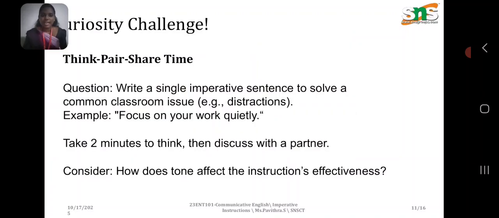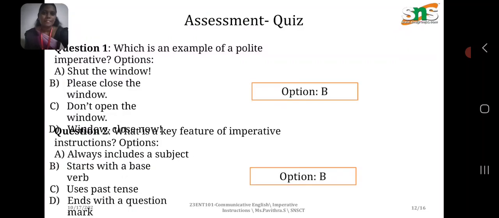And here's a challenge for you. The question is: write a single imperative instruction to solve a common classroom issue, for example, distractions. Here I am giving an example: "Focus on your work quietly." Take 2 minutes to think, then discuss with a partner. This is the activity I give you, just for fun.